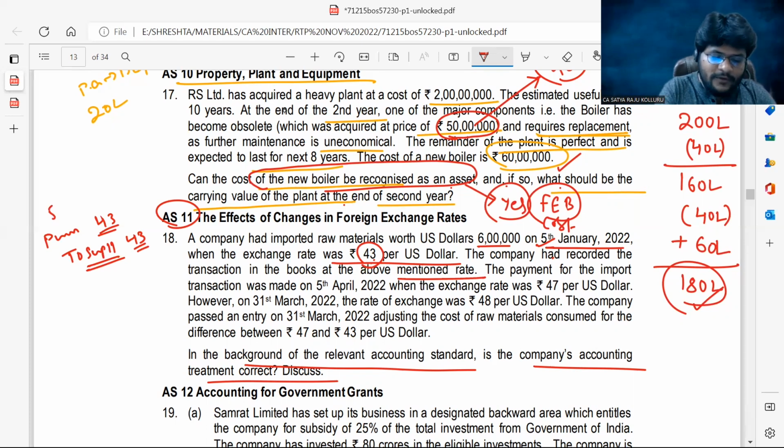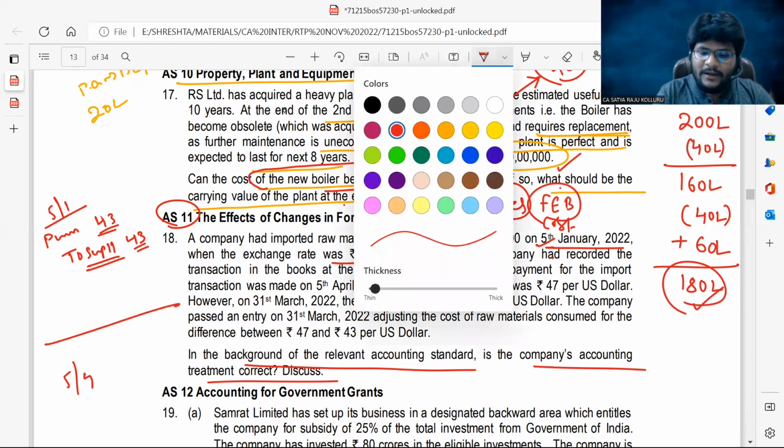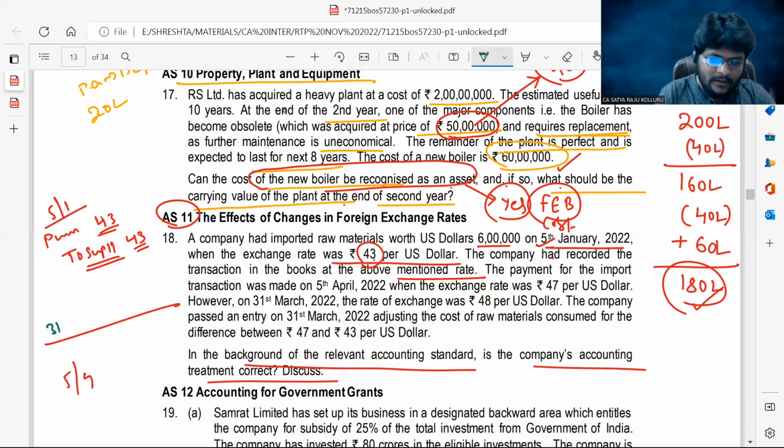So this is as on 5th January, but the payment was made as on 5th April. So in between, 31st March is available. Am I right? If it is a monetary item, we need to revise it as on the balance sheet date. If you remember the concept of AS 11, if the foreign currency transaction is related to a monetary item, then you need to check the rate prevailing as on the balance sheet date. Any foreign exchange loss or gain occurred as on that specific date, you can transfer to the P&L account.